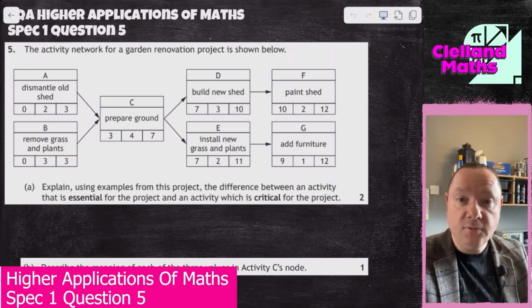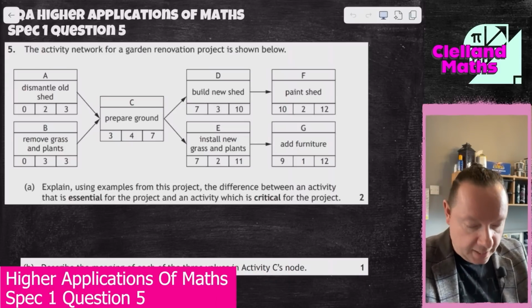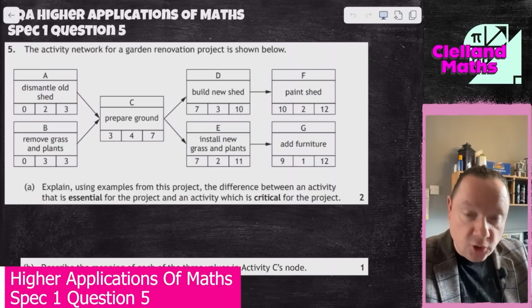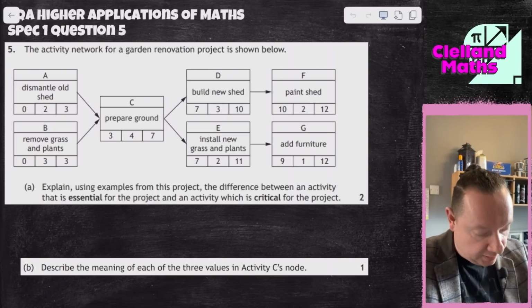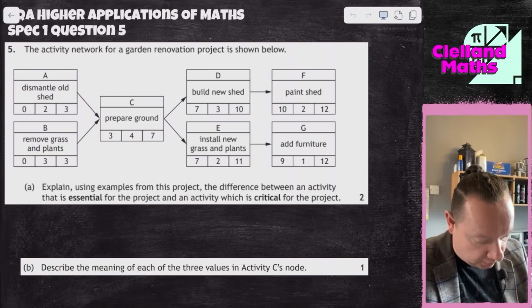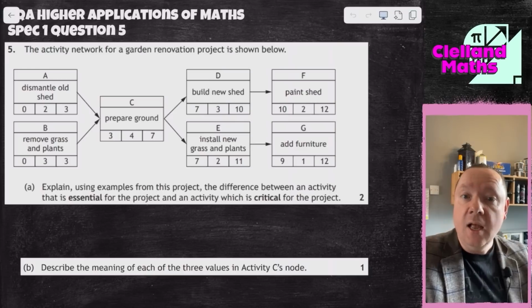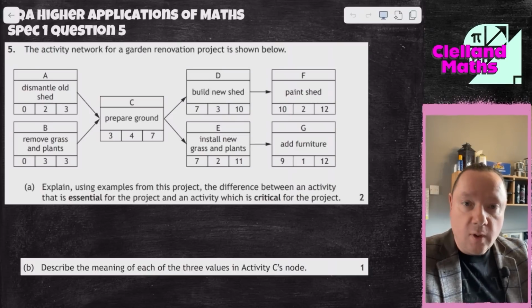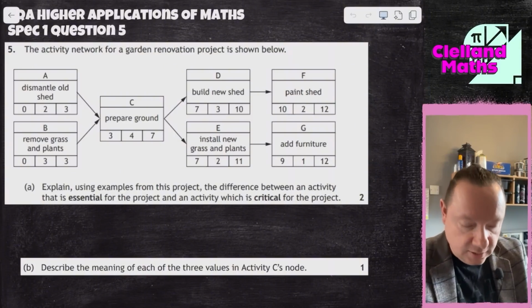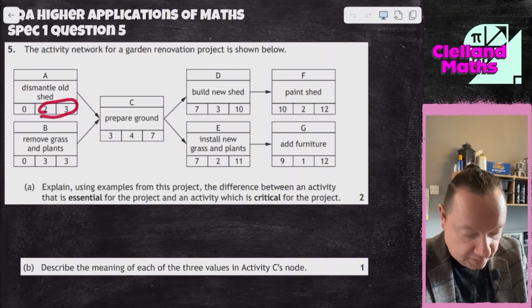Let's do the Applications of Maths, specimen paper 1, question 5. The activity network for a garden renovation project is shown below. Explain using examples from the project the difference between an activity that is essential for the project and critical for the project. So we're looking for critical and essential activities. So remember, critical means there is no float time. There's quite a few you could choose from in this question, but let's have a look. If you look at A, for instance, that's not critical, so that would be essential.